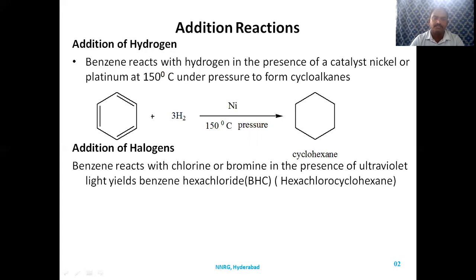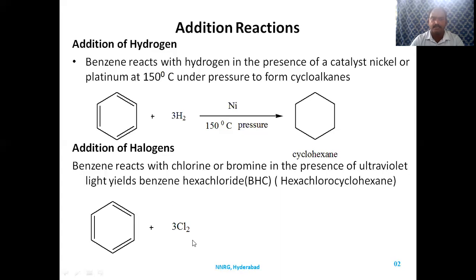Addition of halogens. Benzene reacts with chlorine or bromine in the presence of ultraviolet light and yields benzene hexachloride or hexachlorocyclohexane. So this is benzene hexachloride. It is acting as an insecticide.